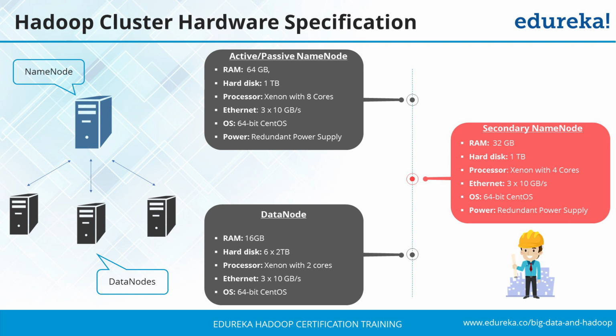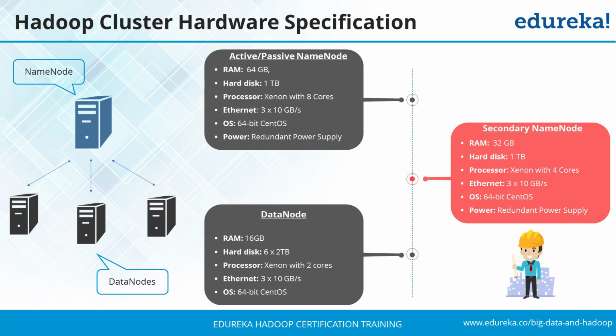Actual data does not go into the name node, as I said earlier. Actual data goes into the data nodes. That is why we have a lot of hard disk here. You can see 6 disks of 2 terabyte each, and you will have multiple data nodes. So you don't need a lot of RAM on the data node because the data is going to be processed distributively, obviously on multiple data nodes, because all the node managers are also going to be deployed on the data node. So processor of Xeon with 2 cores, 3 Ethernet cards of 10 gigabits, and operating system of 64-bit.